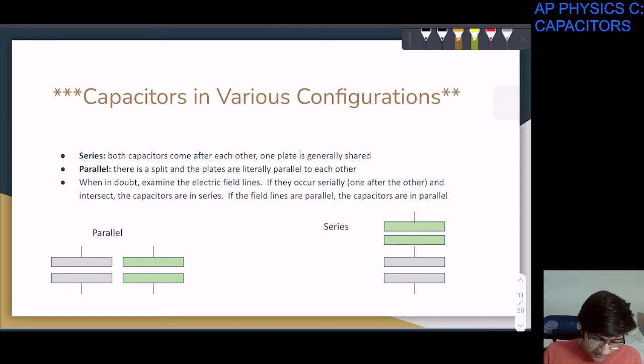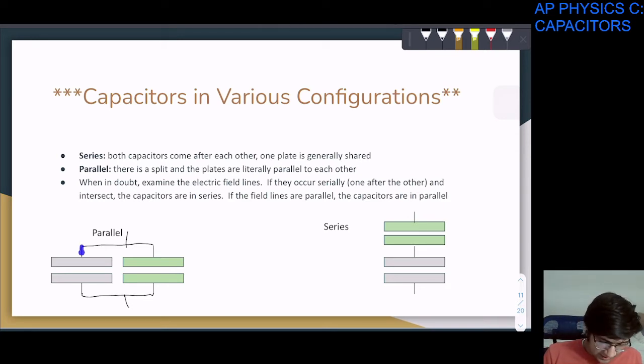And the other flavor is parallel. So there's a split and the plates are literally parallel to each other. I guess the diagram cut off a little bit, but it would look kind of like this here. You would have a wire and charges are free to split between the two capacitors and they regroup back over here. And I guess a good way to do this is to follow the wire.